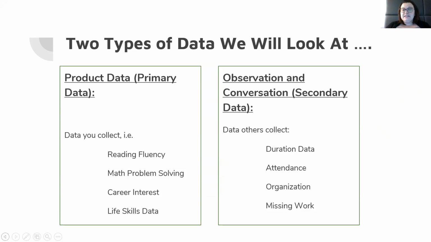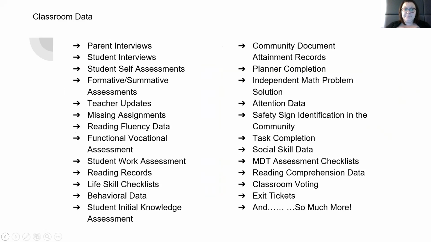We want to make sure that we understand that that's our primary data. Then we also have some data that is secondary data. That a lot of times will come into play through behavior data. We have duration data, attendance data, organization, missing work, all of those kinds of data sources that we have. So knowing those two types of data helps us know how to organize it and how to get systems together to be able to support it. So I want to look first at the classroom data that you might actually gather in your classroom.